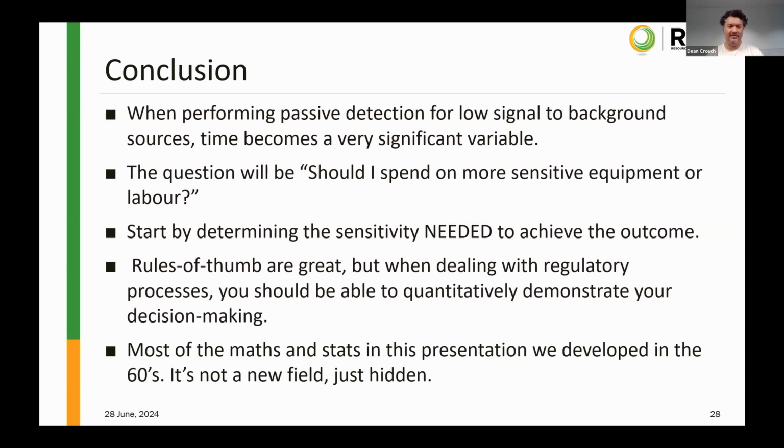Definitely start by determining the sensitivity needed to achieve the outcome. There's no point overcooking it. Likewise, you don't want to go out there underprepared. Rules of thumb are great. I use them, but that double background thing is a really good screening level when you go out there. But you need to be able to quantitatively demonstrate why you're doing that, not just go, Bob told me. It needs to have something behind it.